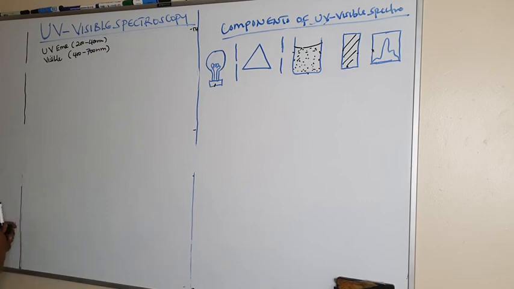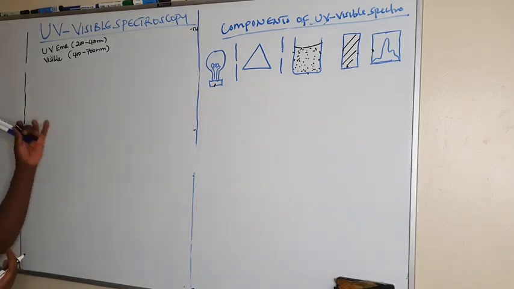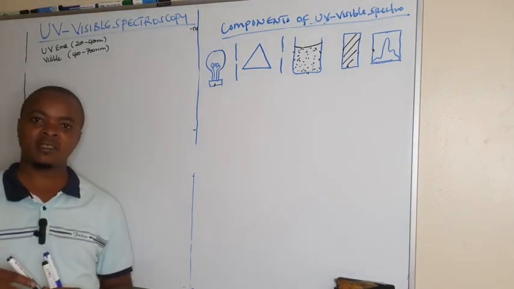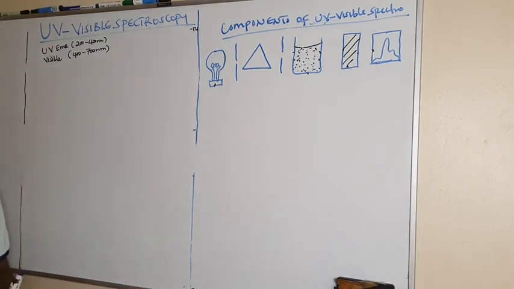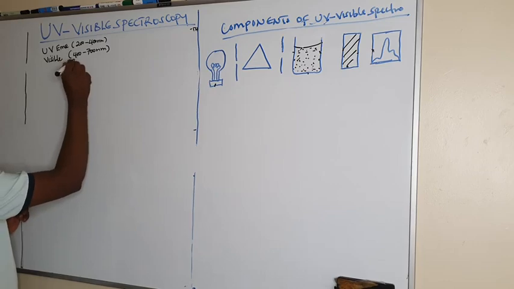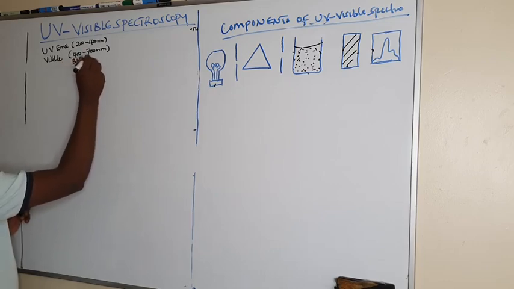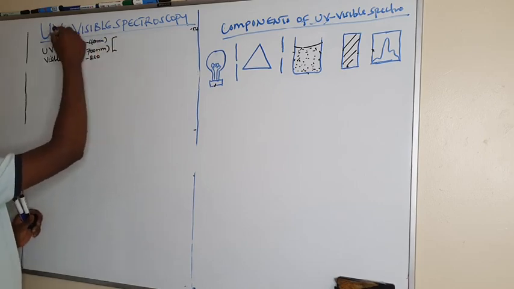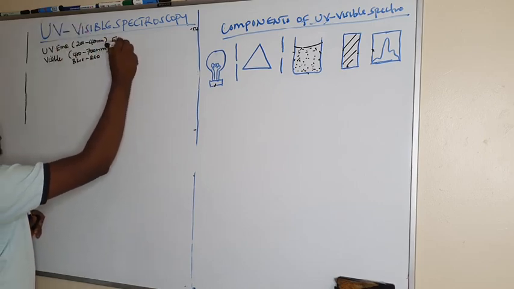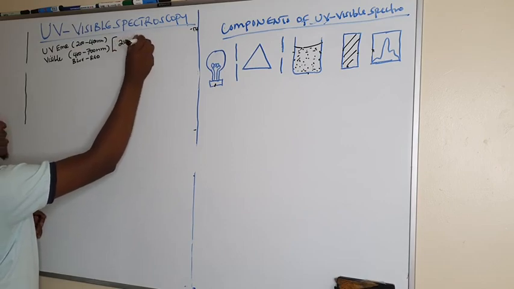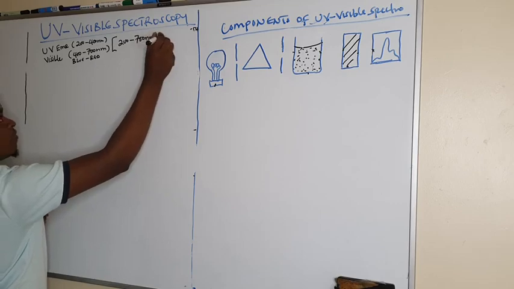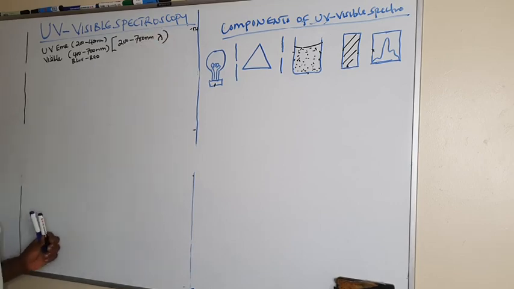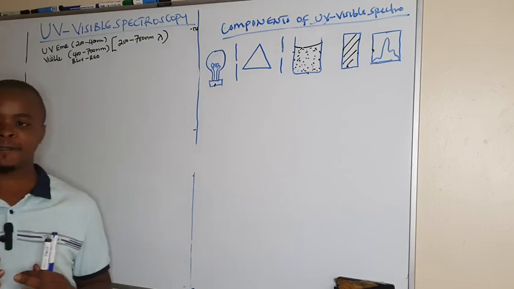That is the visible spectrum, or what we call the white light, which is divided into different colors beginning from blue to red. So this one ranges from blue to 700, which is red. And in between there we have different colors. So in summary, UV visible spectroscopy measures between 200 to 700 nanometer wavelength. That is, it's a range of action.